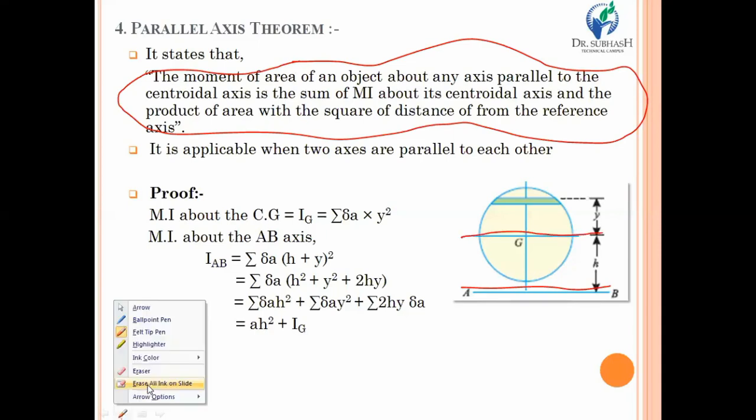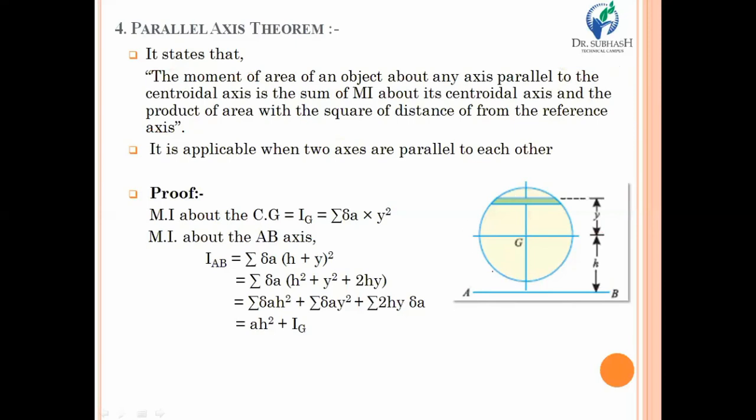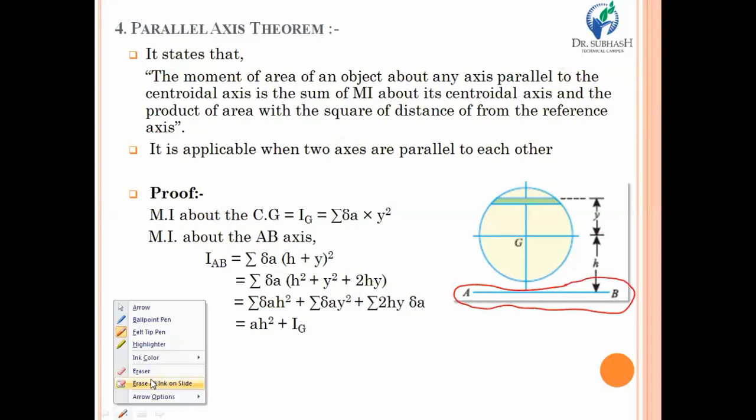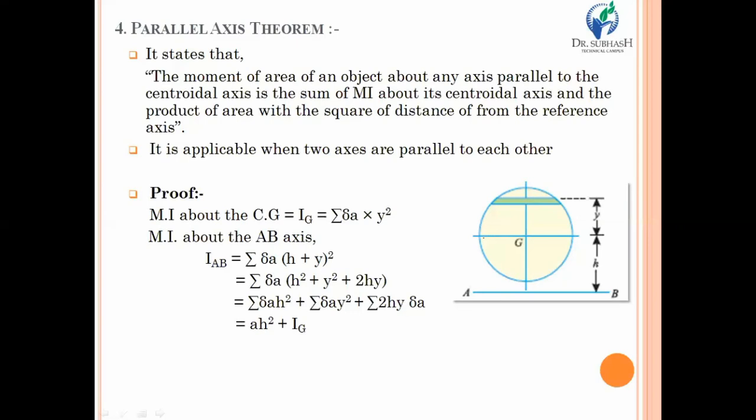And suppose you require to calculate the moment of inertia of this circular section about an axis other than the centroidal axis, that means this axis. Then it becomes equal to the moment of inertia of this circular section about its centroidal axis, plus the product of the area and the distance of the CG to the reference axis through which you require to calculate the moment of inertia. The distance should be taken as a square.